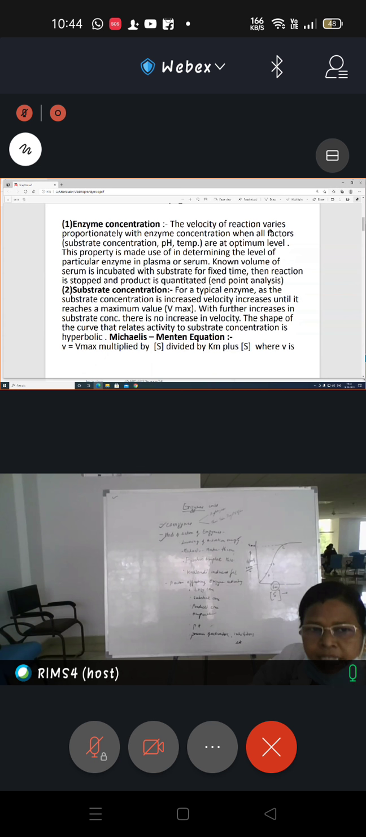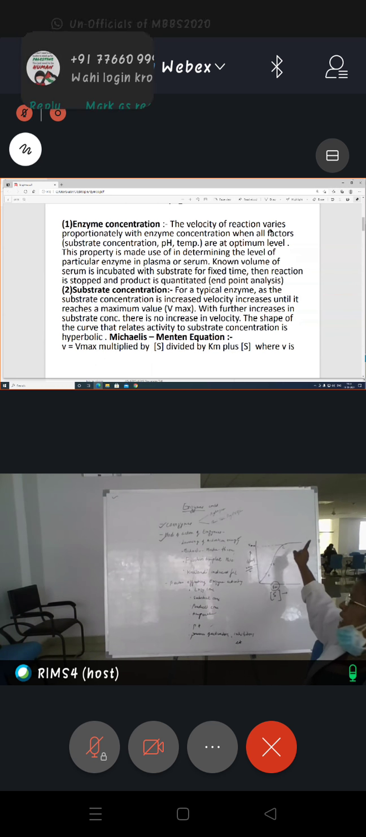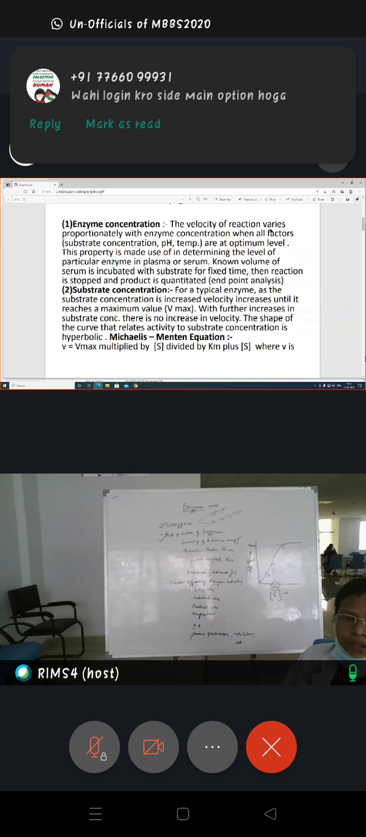So for a typical enzyme, as the substrate concentration is increased, the velocity increases up to the Vmax or the maximum value. If the substrate concentration is increased further, there is no increase in the velocity. So the shape of the curve is a hyperbola.